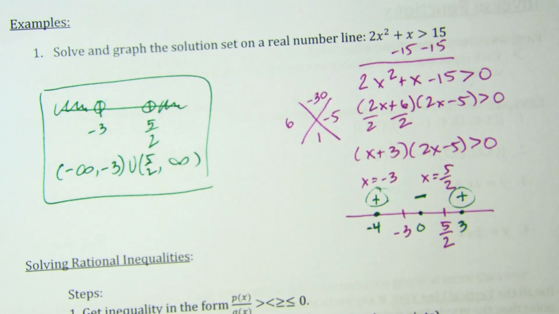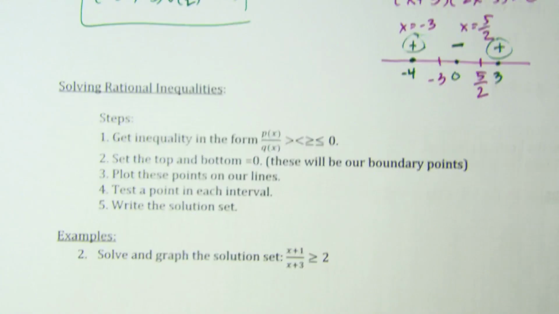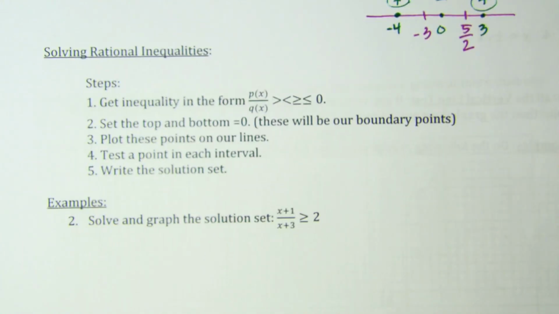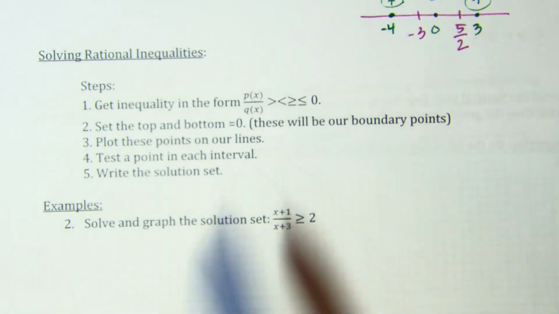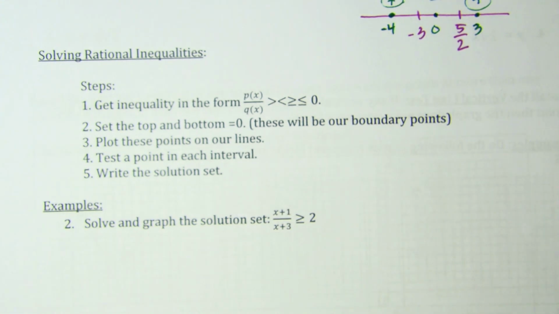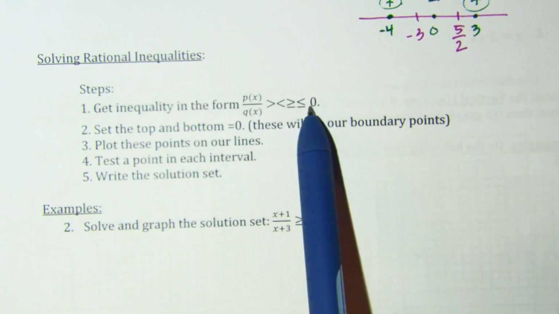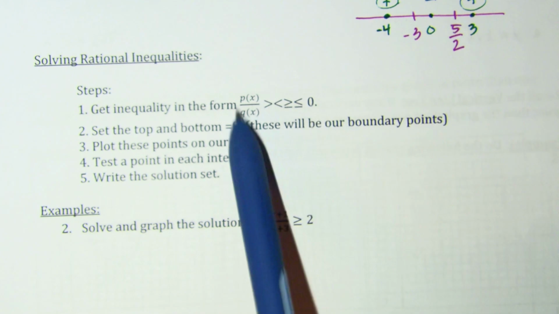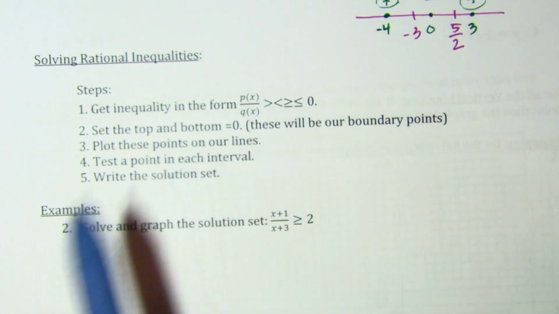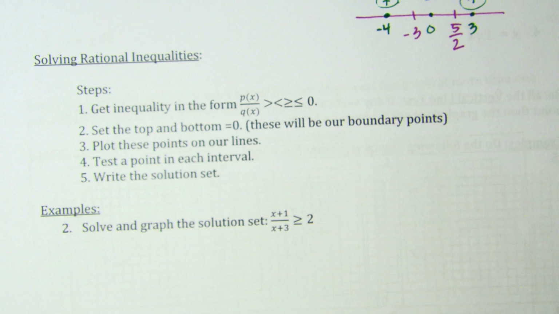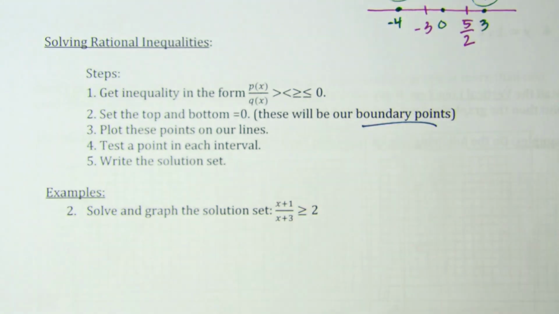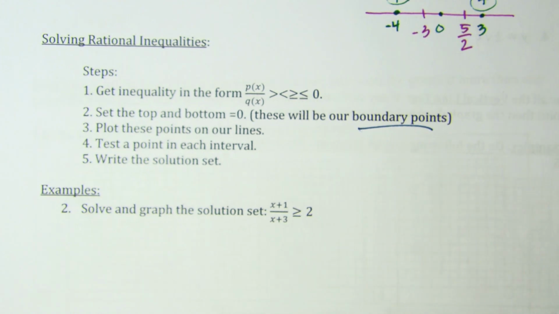Now, doing this with a rational inequality is basically the same. There's just one other thing we have to consider, and that's that we can never divide by 0. Anytime we have a fraction with variables in the denominator, we need to remember that we can never divide by 0. So, first thing we want to do is get it set equal to 0 and have this side be one fraction. And then we're going to set the top and bottom equal to 0. Those will be our boundary points. And then we'll plot these values on a number line, choose a test value just like we did before, and then write our solution set and graph.